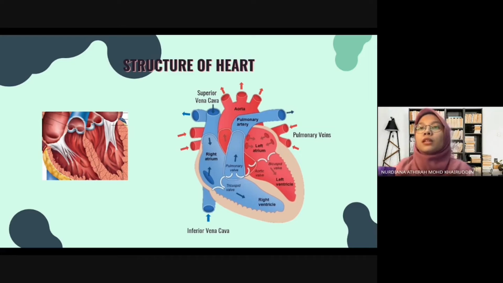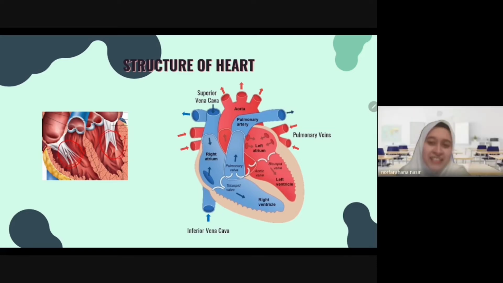Basically, the name is tricuspid valve because there are 3 lobes, as you can see here. While for the bicuspid, they have 2 lobes. So that is the difference, and that's why their name is bicuspid and tricuspid. Is that clear? Yes, teacher. Okay. Any other question?